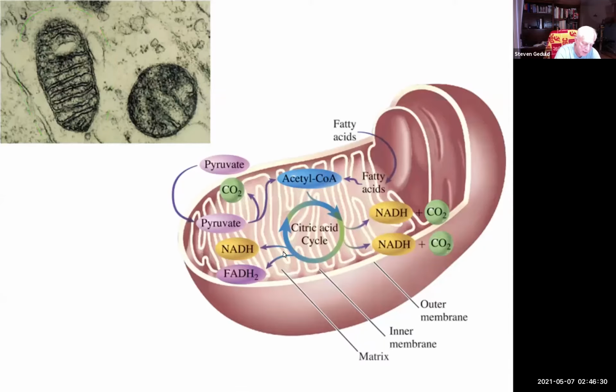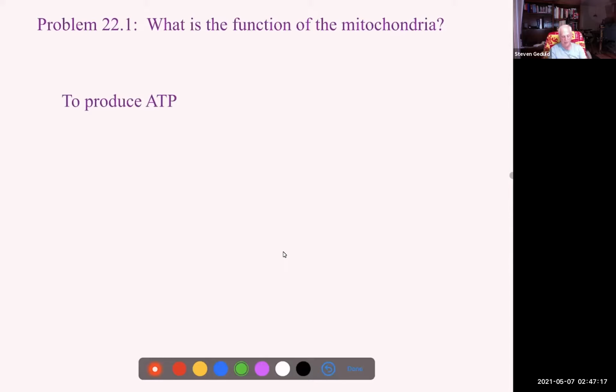All right, so what is the function of the mitochondria? Produce ATP. That's what it does. That's its sole function. That's what it lives for, to produce ATP.